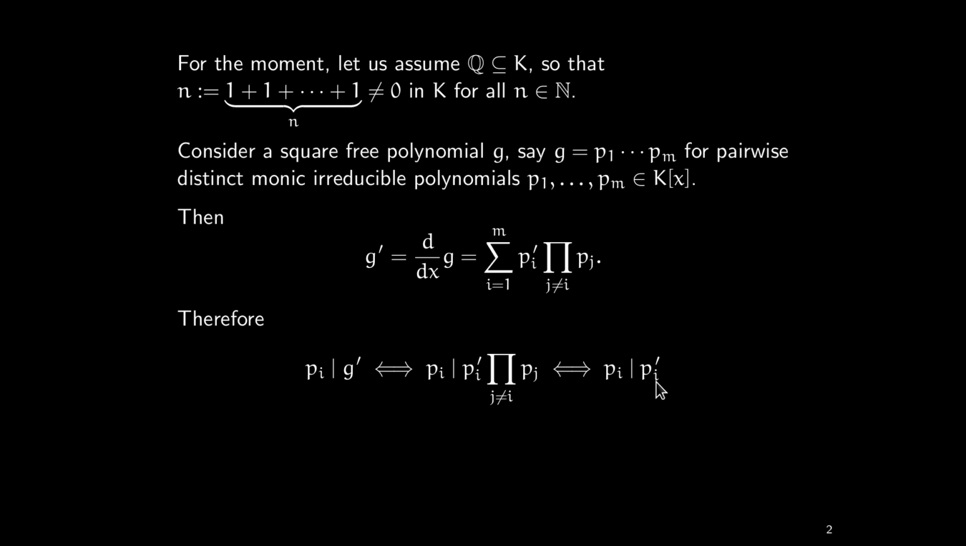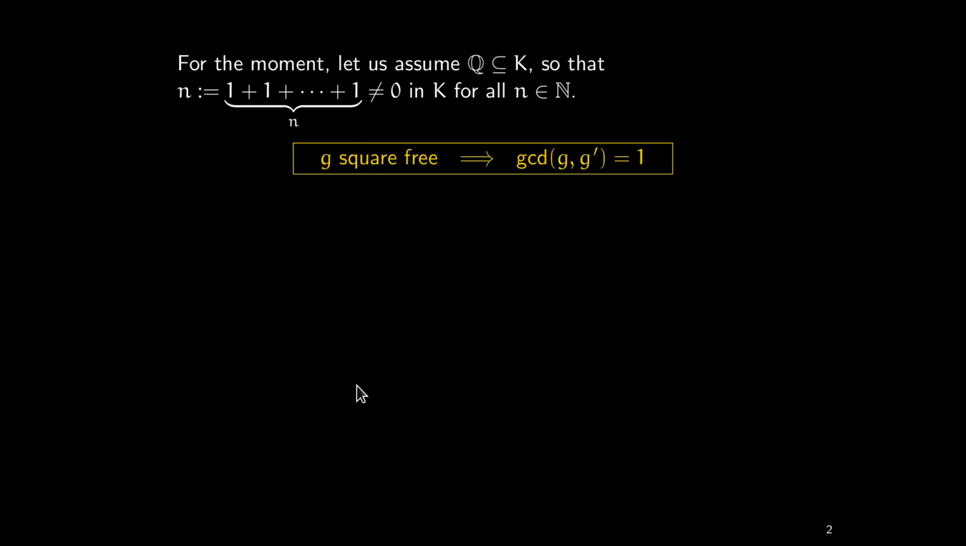Now that's something that's very unlikely to happen, because the derivative has a smaller degree than the p itself, so this is always false. And this means that anything that divides the g cannot also divide the g prime. So that means that if G is square free, then the GCD of G and G prime is 1. G and G prime are coprime.